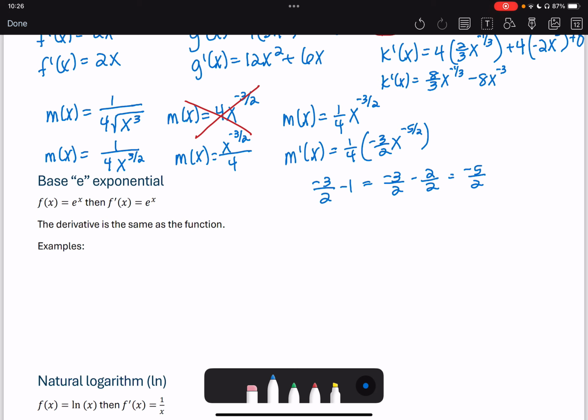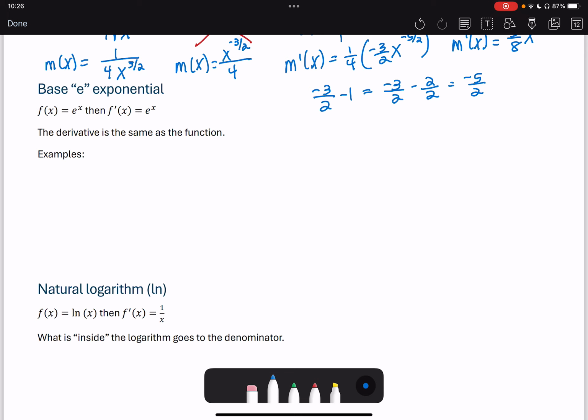Now, to finish this off, I'm just going to simplify that. I want to multiply the 1/4 times the negative 3/2, and that's going to be negative 3/8, and then x to the negative 5/2, and we can stop right there. So anyways, hopefully seeing all these examples is helpful for you. The more you can do these problems, the easier they get, but they do take a little practice.